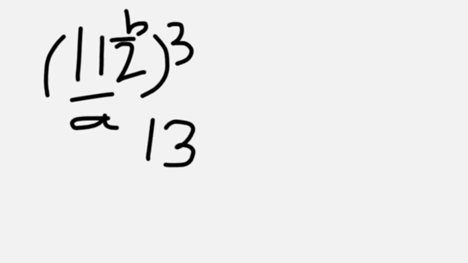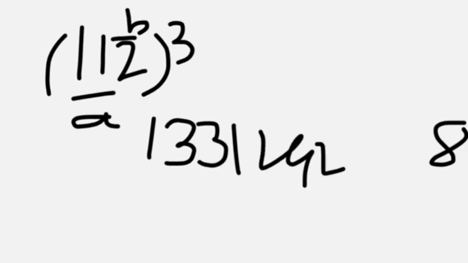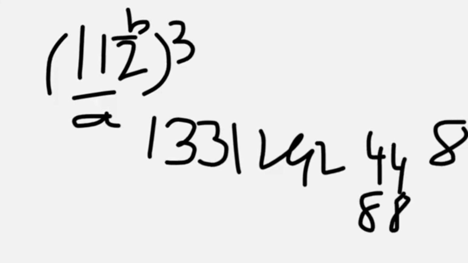Now 3-digit cubing. Let me take an example, 112 cube. Just treat 11 as a and 2 as b, so the process remains the same. 11 cube we discussed now, 1331, and 2 cube would be 8. 11 square into 2: 11 square is 121, into 2 is 242. 2 square into 11 is 4 into 11, 44, so double the middle, 88. If you double 242, it is 484.